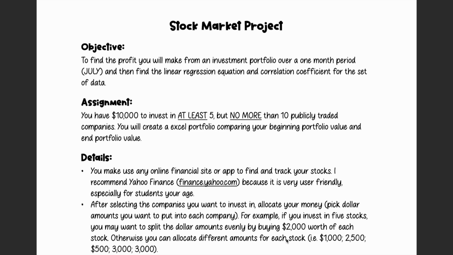All right, today we're going to be going over the instructions and expectations that I have for the stock market project. So this is a PDF file that is in Schoology for you to go back and look at. So the objective is to find the profit you will make from an investment portfolio over a 1-month period. And the month we're going to be looking at is July. And then we're going to find the linear regression equation correlation coefficient for that set of data.